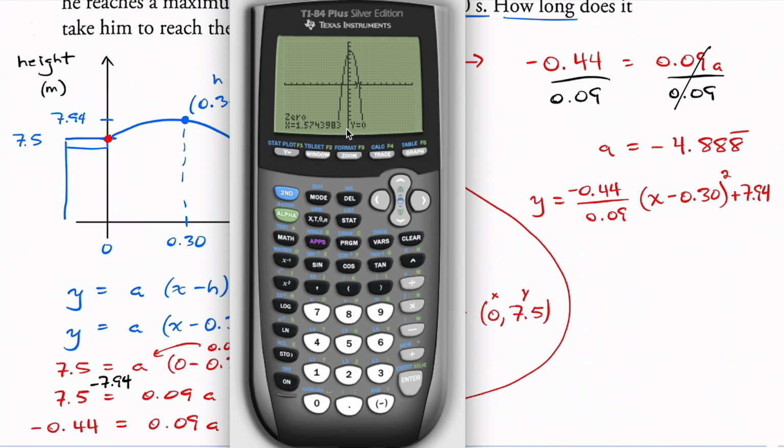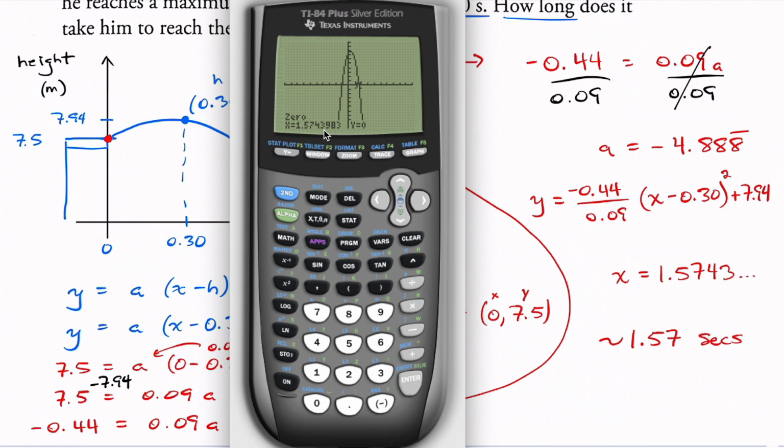So I can see at a height of 0, it was at 1.574 seconds. So let's write that down. Okay, so it took approximately 1.5 seconds for him to reach the water.